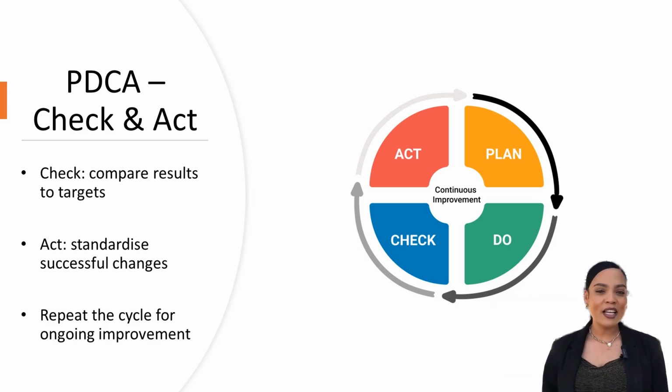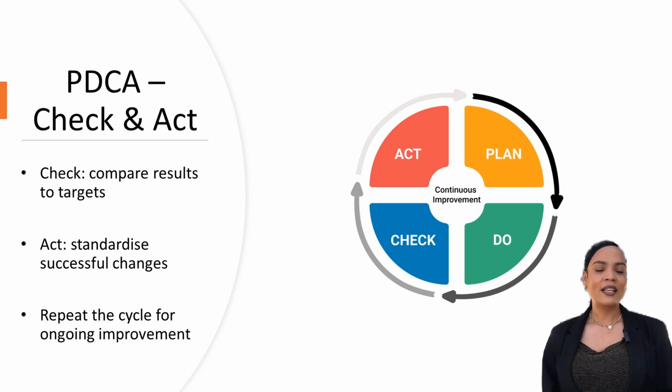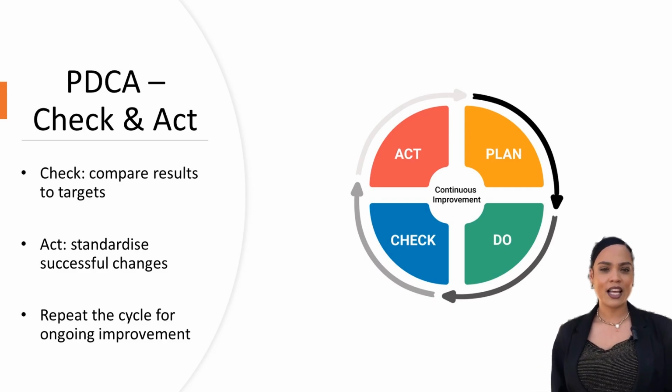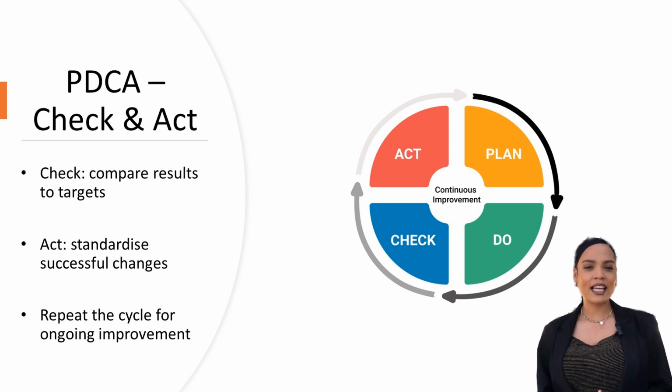3. Check. In the check phase, we compare the results of our test to our expectations. Did defects reduce? Did downtime reduce? Did cycle time improve? We look at the data and feedback from operators to decide whether the change worked or not. 4. Act. Finally, in the act phase, if the change was successful, we standardize it and roll it out more broadly. We update work instructions, train operators, and build it into normal procedures. If the change didn't work, we learn from it and adjust our plan. The cycle then starts again.